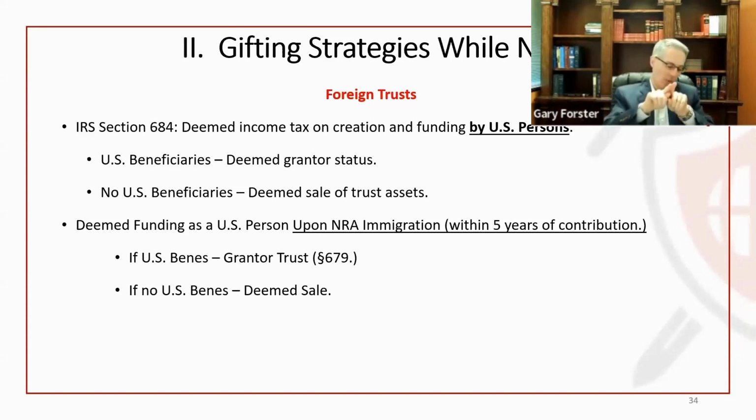okay, if you didn't wait the 5 years, when you come in, we're going to deem it as if on that day you transferred all the assets to the foreign trust, even if you did it a year or two before that day. If you don't have U.S. beneficiaries, which would be crazy, then there's a deemed sale of all assets. But you're coming in because you have U.S. beneficiaries. So if you've got U.S. beneficiaries, okay, we're going to toll this tax until you die. There's no mark-to-market deemed sale until you die.